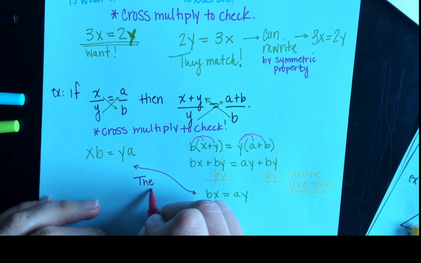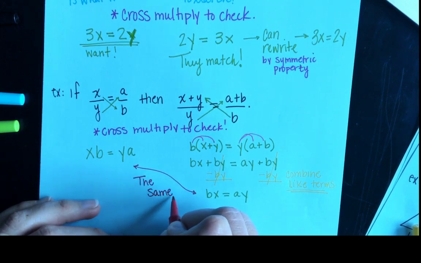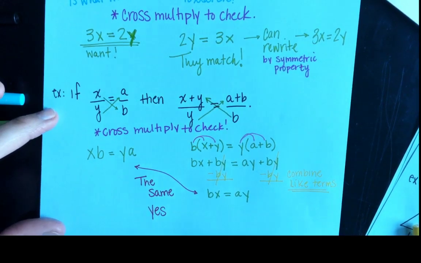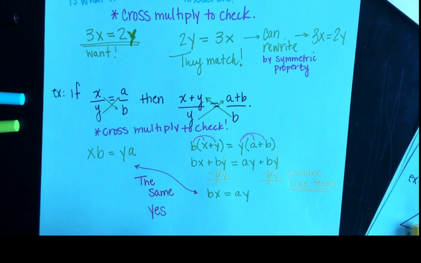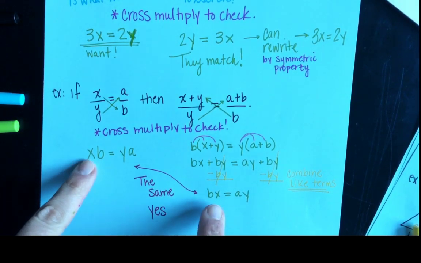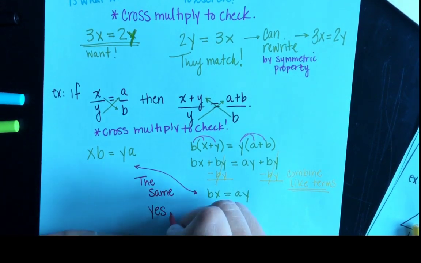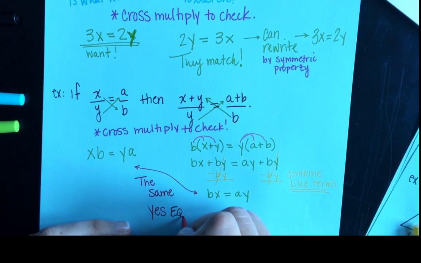shortcuts help, but without a doubt, working it out will still tell us. So yeah, you would have to subtract to combine our like terms, but in the end, xb and bx are the same, ya and ay are the same, so we can say yes, they are equivalent.